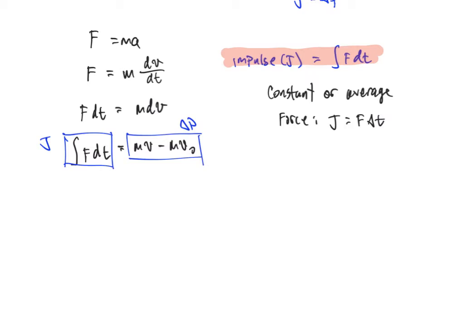Let's start with the simplest case to try to get a sense of what impulse is all about. Let's imagine that you're in a building, there's a fire in the building, and you're going to jump out the window. So this is the window right here, and I'll try to draw you. Here you are, thinking about going out the window.